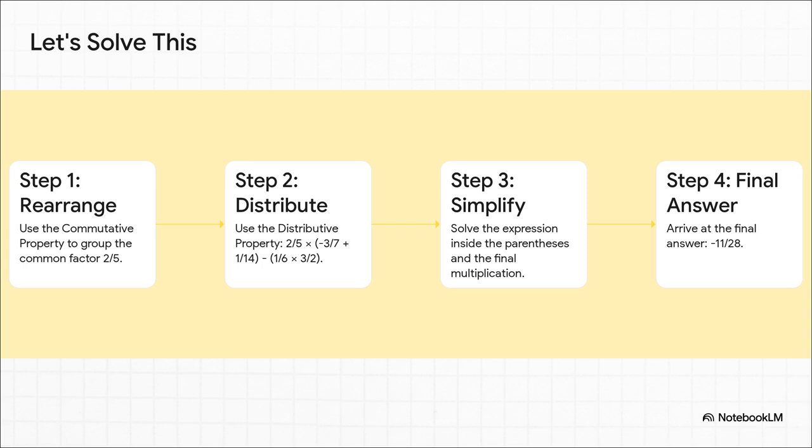Do you see the 2/5 here and here? Let's use that commutative property to just shuffle our terms around and get them sitting next to each other. And now for the magic trick. We use the distributive property to pull that common factor of 2/5 out front. And look at that. Suddenly, the problem is so much cleaner. All we have to do is solve the simple stuff in the parentheses, do one last bit of multiplication and subtraction, and we land right on our answer, -11/28.